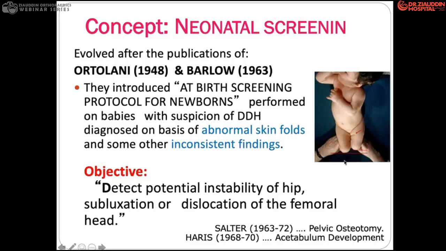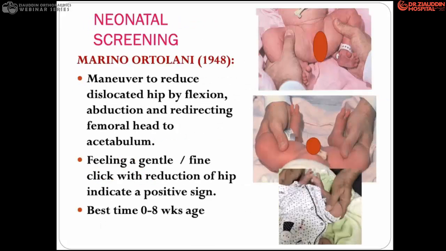And then they came to know that there are certain DDH which reduce by themselves, and a deep crease which was clinically felt would indicate dislocation. There is no significant crease here, but here is a deep inguinal crease like this and this one, an extra crease. They indicated this must have a DDH, so this child was usually for the screening protocols and ultrasonography, and the objective was to detect instability of the hip, subluxation and dislocation. This was the time in the 60s. The pelvic osteotomy was introduced by Salter, and Harris was also studying acetabulum development, and they further produced literature on this.